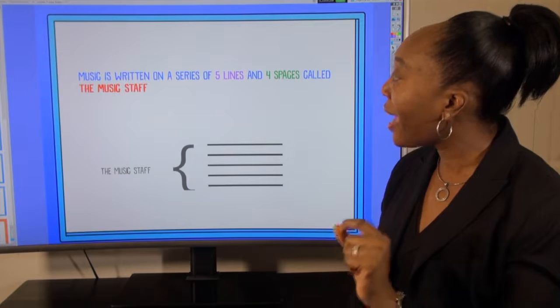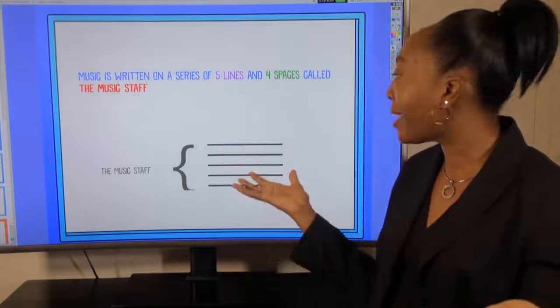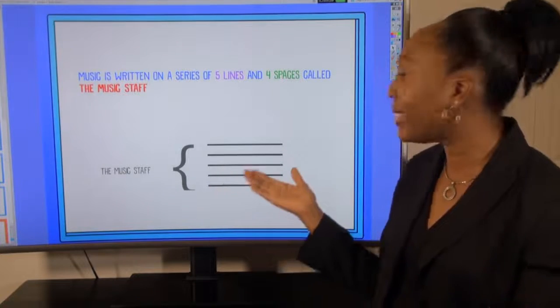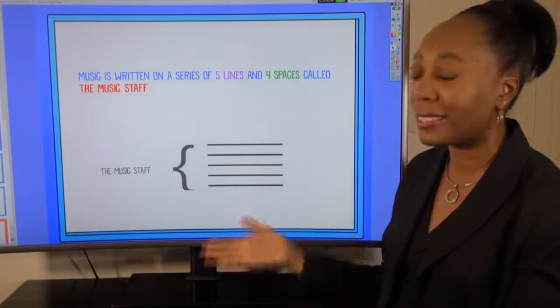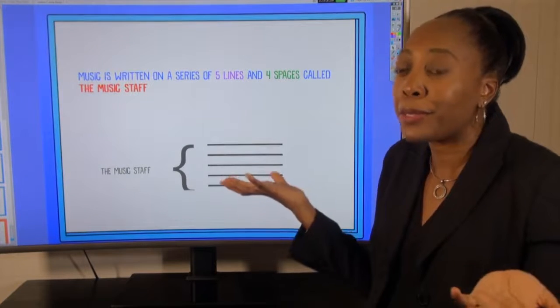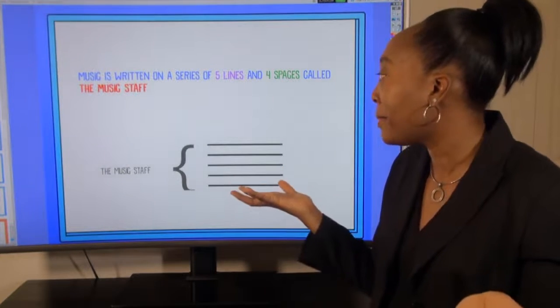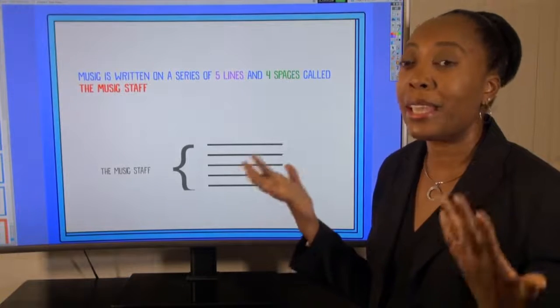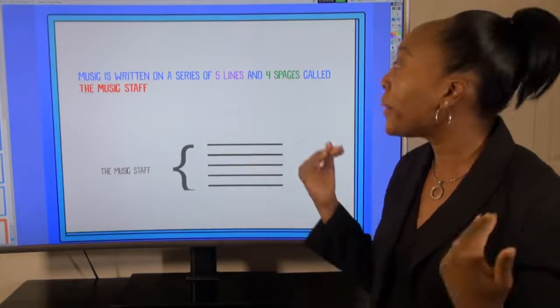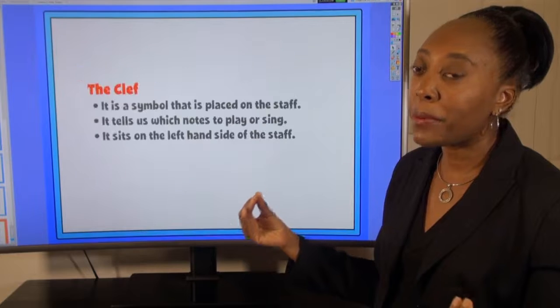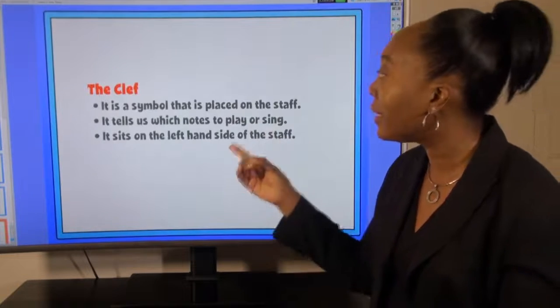And what happens if we just had a music staff? I mean, that doesn't really tell us much. It's just 5 lines and 4 spaces. I wouldn't know what to do. I mean, that doesn't tell me anything musically. So why do we have to know more? Well, because we have a clef.